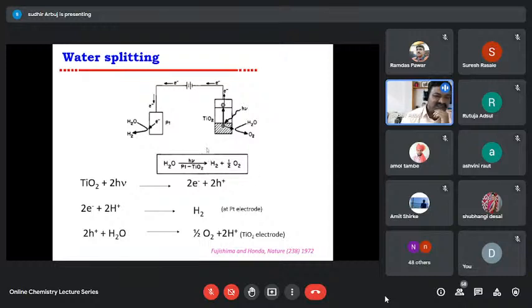So this is the general reaction. See, water with the help of photons forms hydrogen plus oxygen. This is what happens after absorbing the light. The electron-hole pair is generated, and this electron reacts with 2H plus ions. Hydrogen is liberated at the platinum electrode, and oxygen is liberated at the TiO2 electrode.